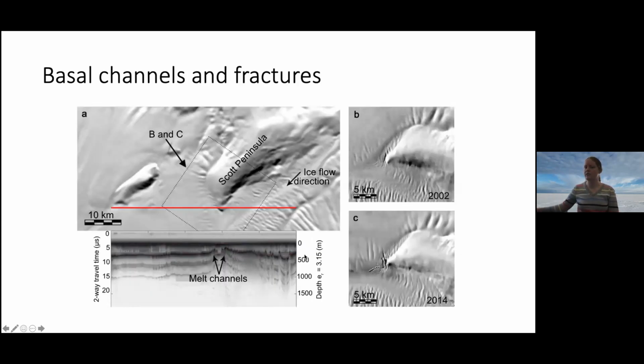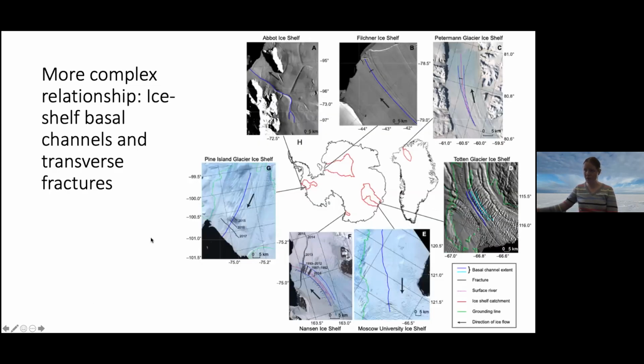But we also see associations between channels and transverse fractures, the fractures that go perpendicular to the channels. This is kind of an odd example here. This is back on the Getz ice shelf on the Scott Peninsula. So that channel that was growing headwards is over to the left of the Scott Peninsula. There are two channels that come together at the tip of the Scott Peninsula, and we've watched a big crevassed area form there, which may be related to its interactions with the peninsula itself. But we also see, in the middle of ice shelves and also in shear margins, a lot of fractures that are associated with these channels.